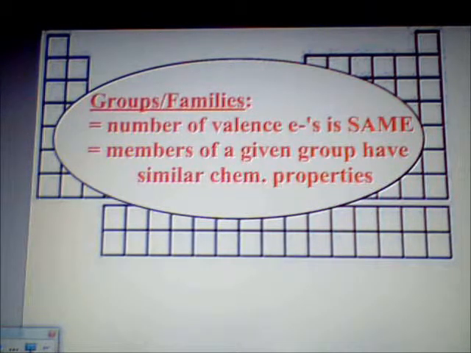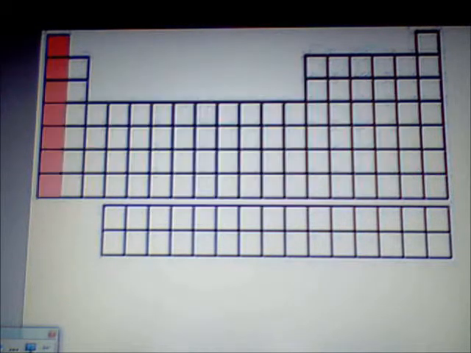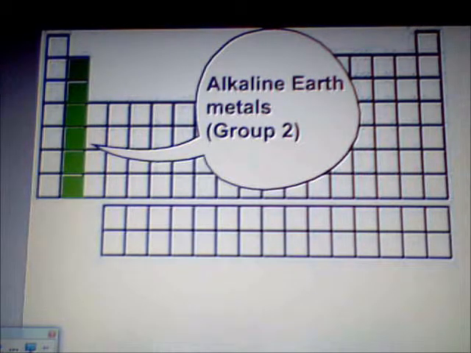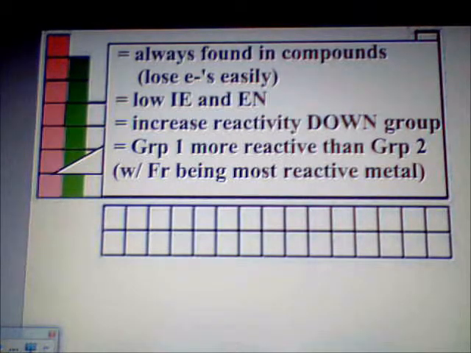Now on to the next box. You have groups or families that we're going to be looking at, and when you go down a group, the number of valence electrons is the same for every element going down that group. So what happens is that elements in a group will have similar chemical properties. Here's the first group. It's called the alkali metals. Here's the second group. It's called the alkaline earth metals. Each of these have similar properties.